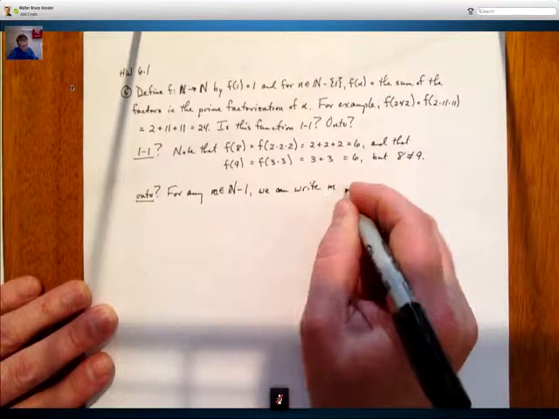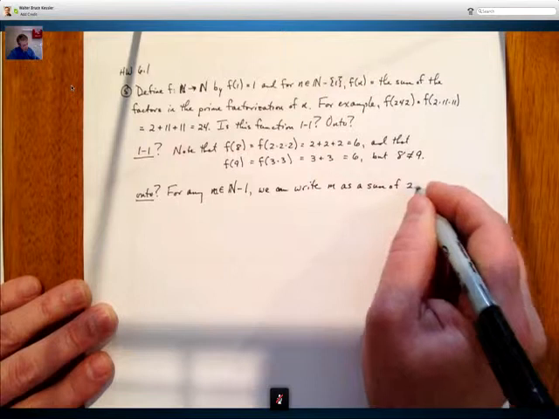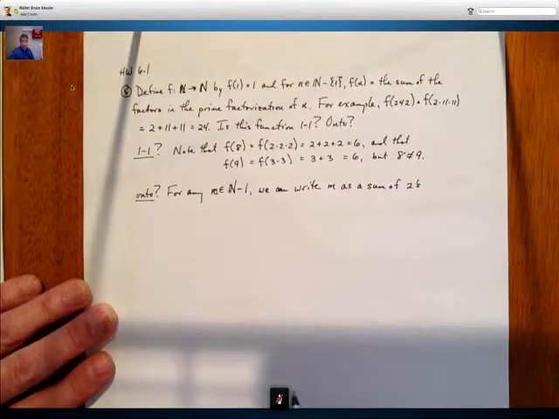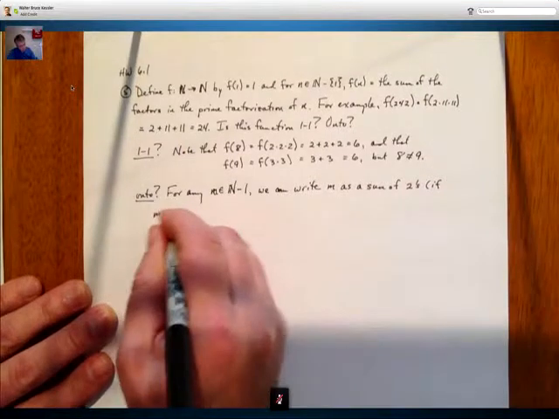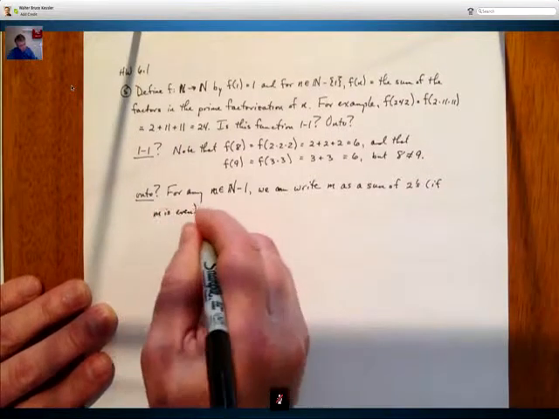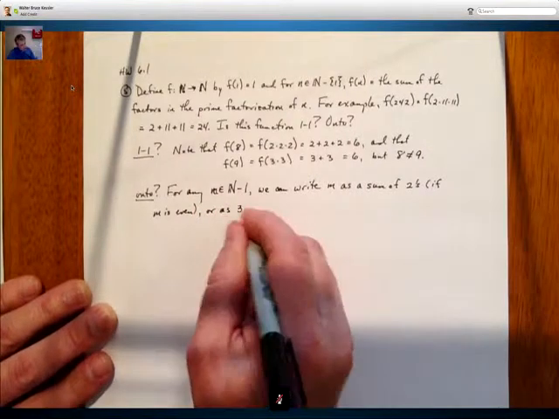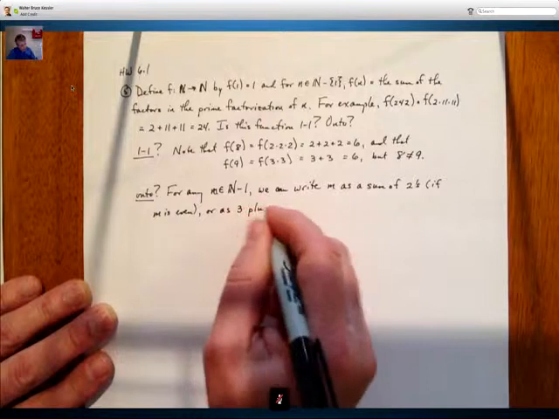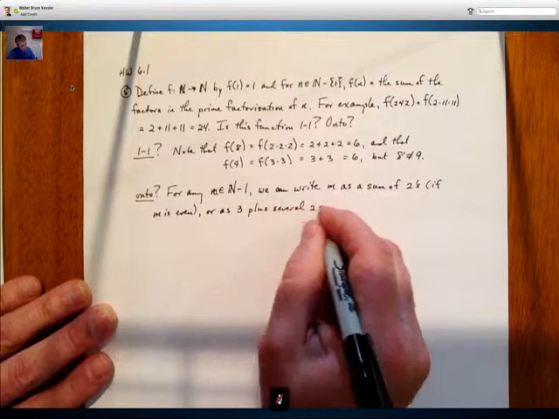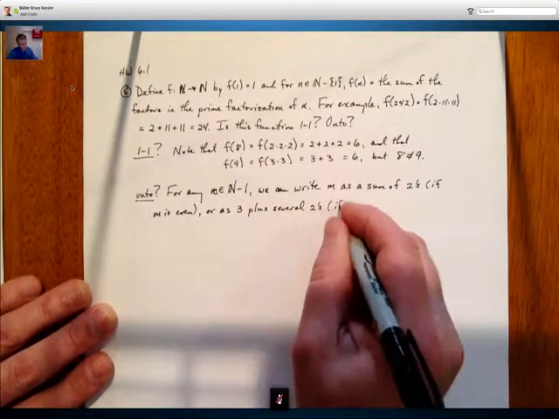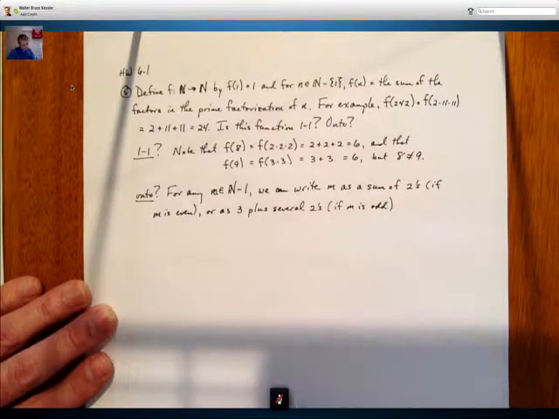we can write m as a sum of 2's, and that's if it's even, right? Or as a 3 plus several 2's. And that's if m is odd.